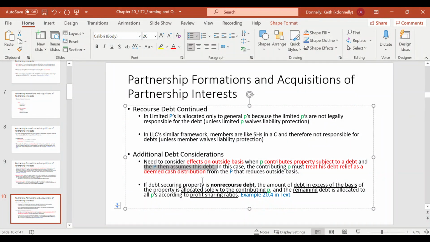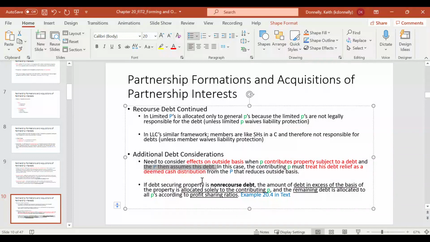Here, the contributing partner, the person giving the building, the land, they have to treat this debt relief as basically a type of distribution, right? And that's going to reduce their outside basis. So if you think about it, it's almost like cancellation of debt income. I gave this $100,000 building that I had my basis in, but I also got off the hook for 30 grand in that case.